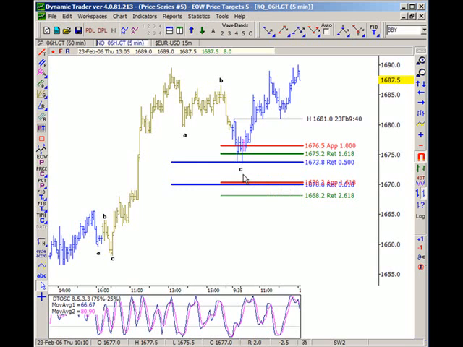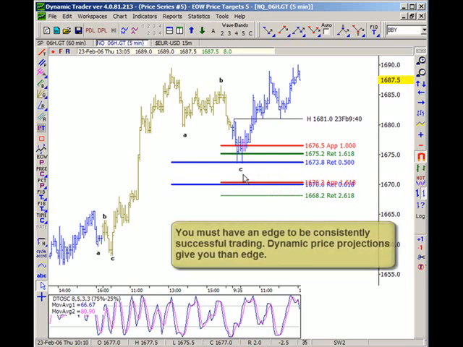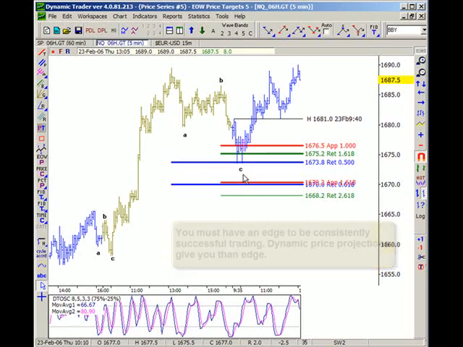That's the edge that we have, is having the patience to wait for the conditions to be in place for a high probability outcome. So I'm sure you can see how valuable this can be to you no matter what market and what time frame you trade. Well, let's do a little review, and then we'll look at some more examples.